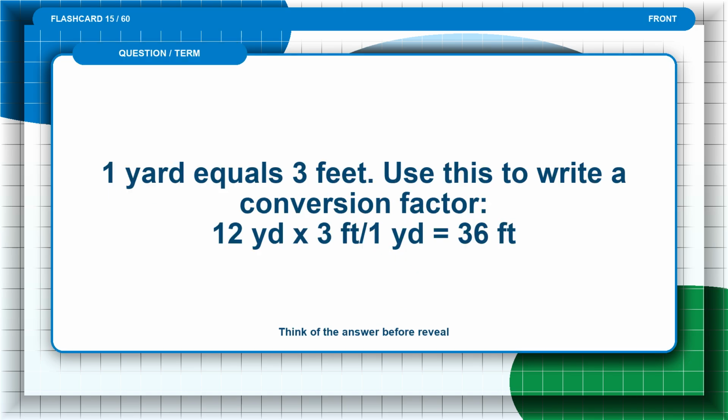Flashcard 15. 1 yard equals 3 feet. Use this to write a conversion factor: 12 yd times 3 feet / 1 yd equals 36 feet. Think of the answer before the reveal.